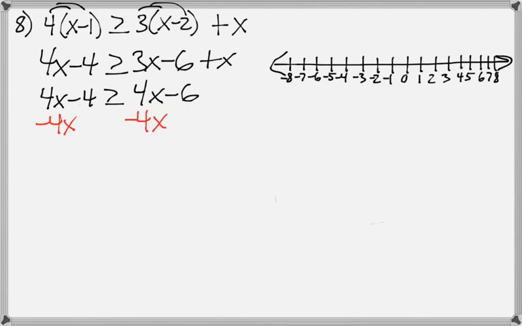My x's will go away. So I have negative 4 is greater than or equal to negative 6. Now, this is kind of similar to those special cases in the solving equations part. If the variables go away and you're left with two numbers, it's either going to be a true statement or a false statement. So negative 4 is greater than negative 6. So this is a true statement, which means that it's going to be all solutions.